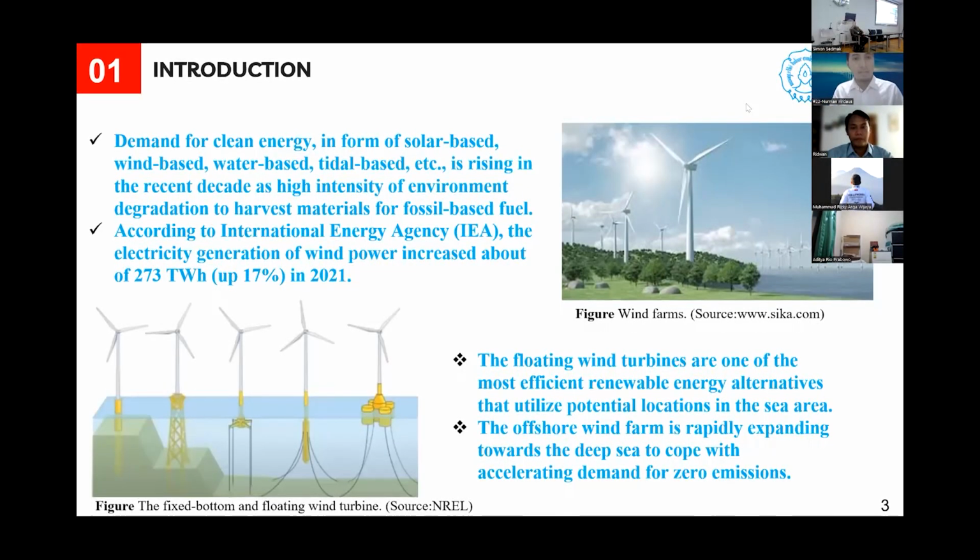According to the International Energy Agency, the electricity generation of wind power increased by about 273 terawatt-hours, or up 17% in 2021.